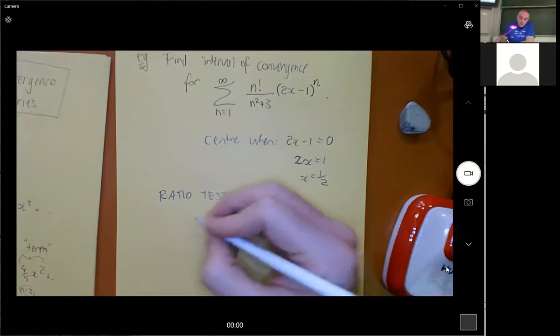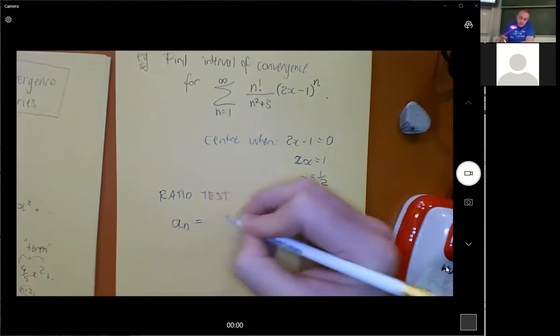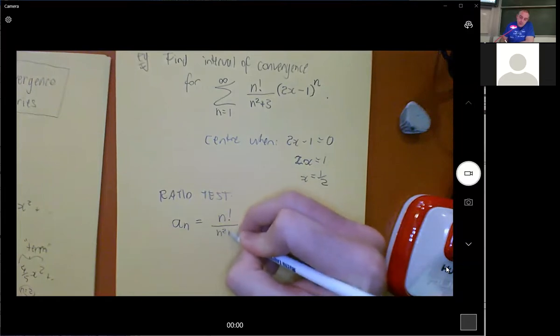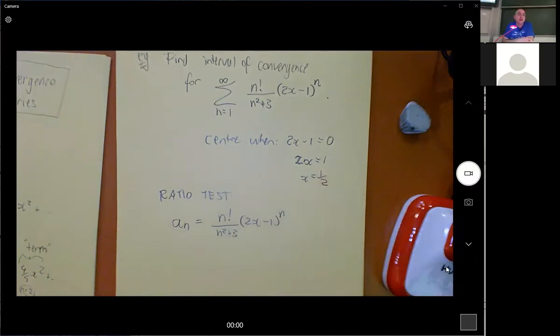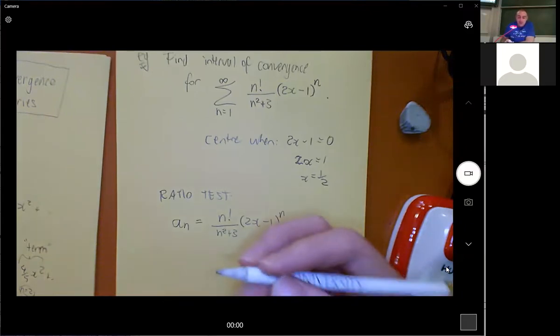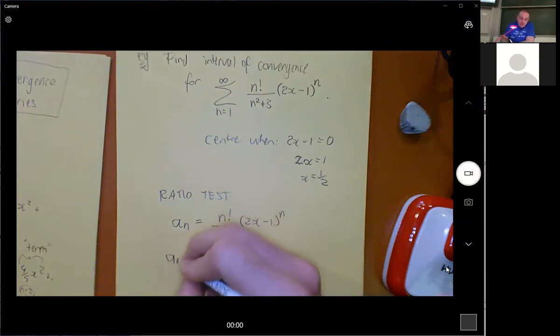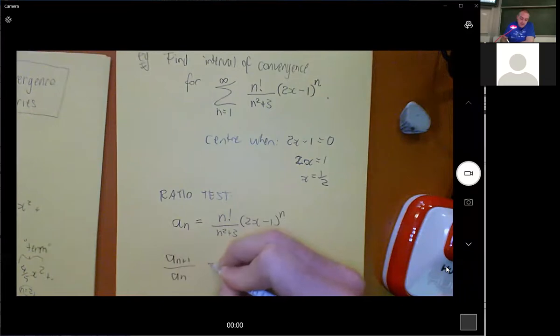So I'm going to call this thing an, all of it, including the x's. I'm going to call all of that an. I know that when I defined a power series, I said it was an times x to the power of n. You can call them whatever you want. And so today I'm calling an the entire thing, including the x's. If I'm in a really careful state of mind when I'm teaching this, I usually call the coefficient bn so that I don't get confused, but anyway. So here I am. And so that means that when I do the ratio test, I'm going to need to know an plus 1 divided by an.